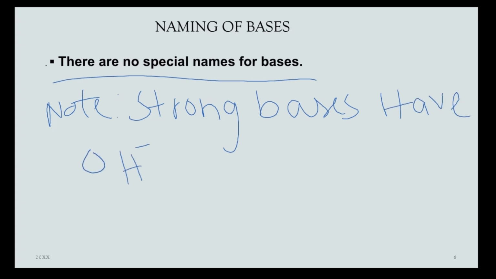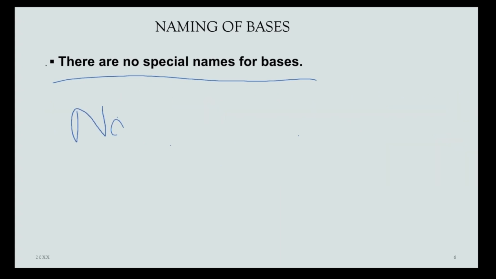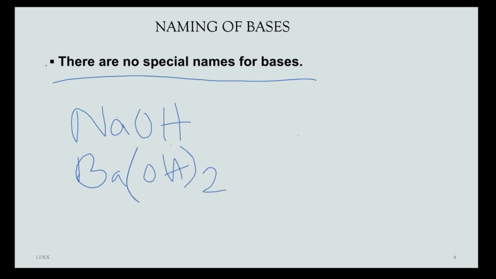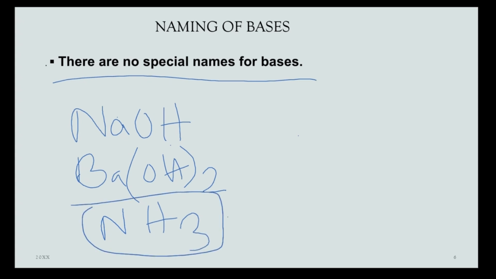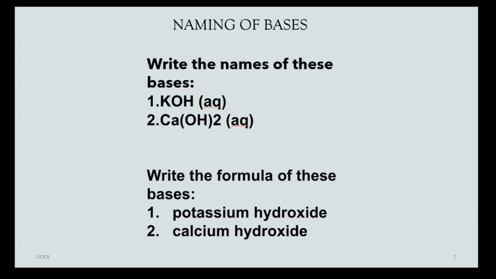Tests like the litmus paper test, etc. are used to identify acids and bases. Sodium hydroxide, barium hydroxide, etc. are examples of some strong bases. NH3 or ammonia is a very common weak base. As we do not have any special rules to name bases, sometimes you have to memorize the names of some bases. These are some examples which I will leave for you to solve.